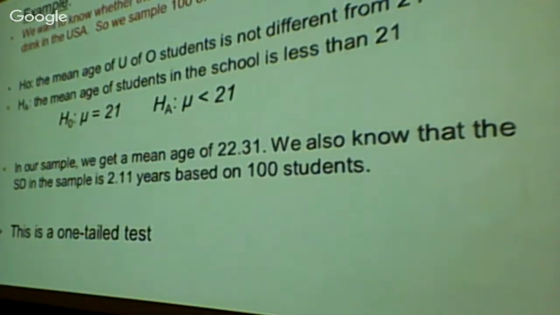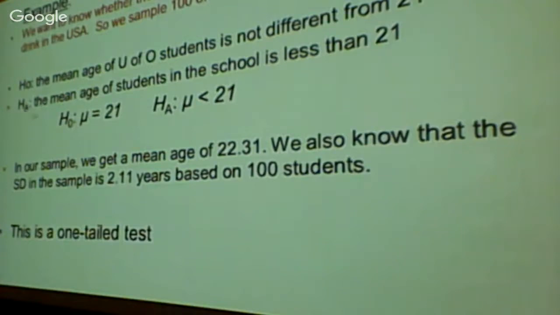So here's an example. We want to know whether the mean age of UO students allows them to drink in the USA. And so the cutoff for drinking in the USA is 21. So we sample 100 of them and ask their ages. So let's say you're my sample. There's like 30 of you here today, but let's say there are 100 of you. Okay, so my null hypothesis, the null always says nothing's going on. The mean age of the university students is not different from 21. Nothing's going on. Equivalence. Right? So the null is always about equivalence.